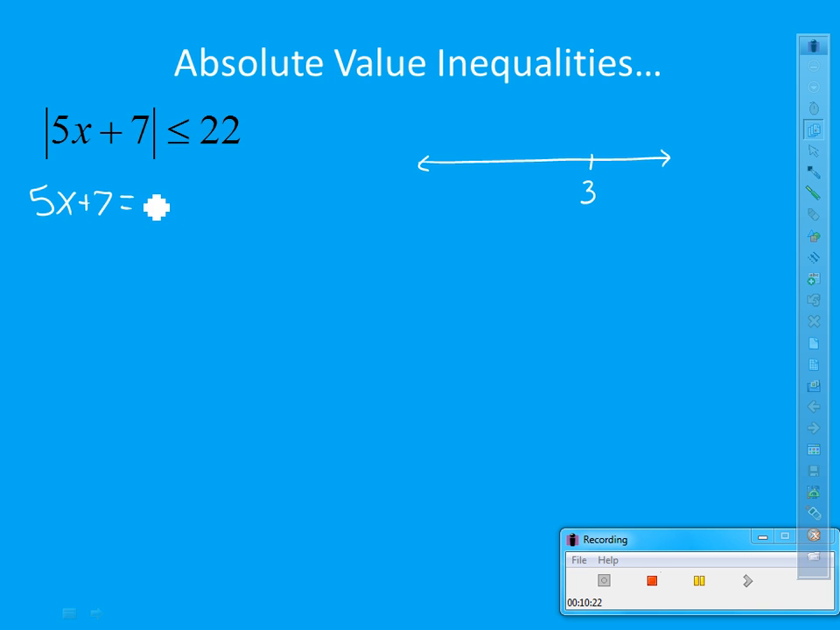So here's what I did. 5x plus 7 is 22. Minus 7 from both sides and get 16. Divide both sides by 5. One of my answers is 3. I'm going to put a closed dot on there.